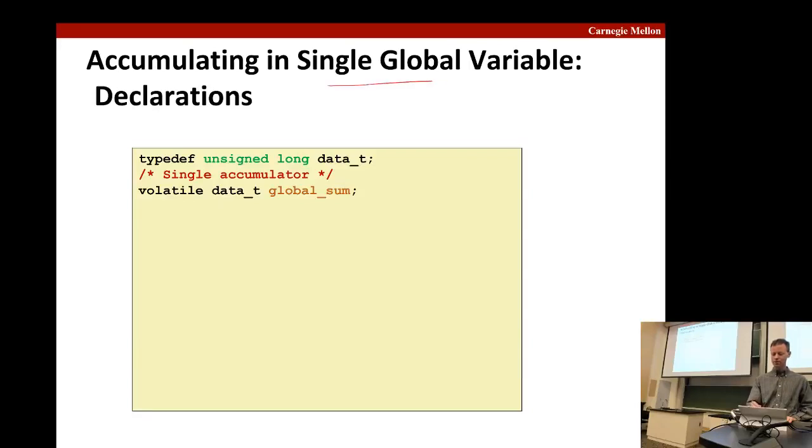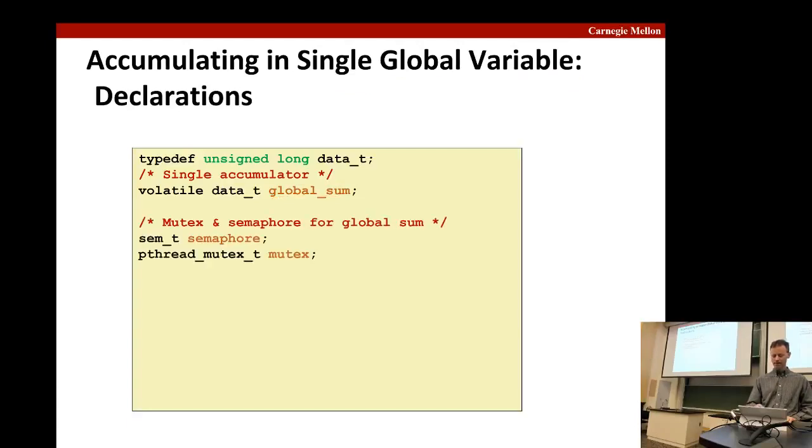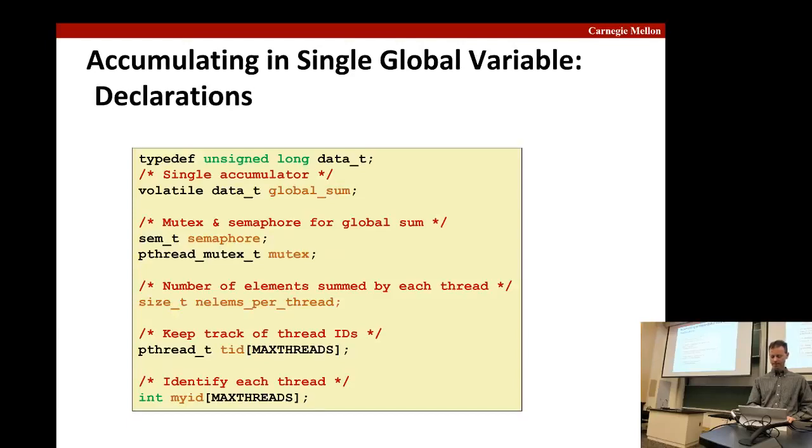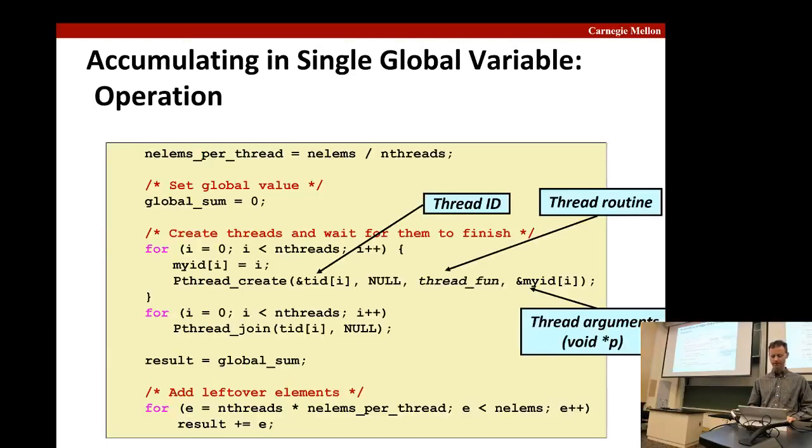So again, single global variable. Here it is, global sum. Here's a semaphore and a mutex. We're going to use one or the other. The number of elements that are summed by each thread is stored there. Thread IDs are stored, identifying each thread. So the number of elements per thread, as we said, is just the total number of elements divided by the number of threads, and it automatically gets rounded down.